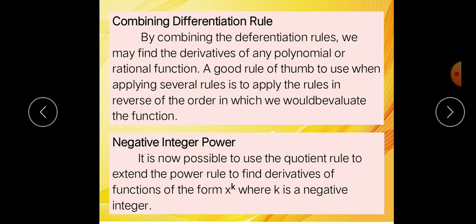Next is the combining differentiation rules. By combining the differentiation rules, we may find the derivatives of any polynomial or rational function. A good rule of thumb when applying several rules is to apply the rules in reverse of the order in which we would evaluate the function. Next is the negative integer power. It is now possible to use the quotient rule to extend the power rule to find derivatives of functions of the form x to the power of k, where k is a negative integer.